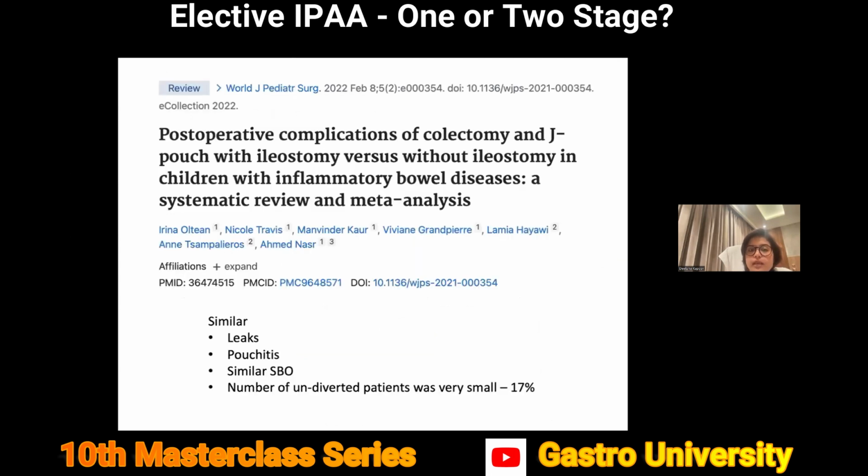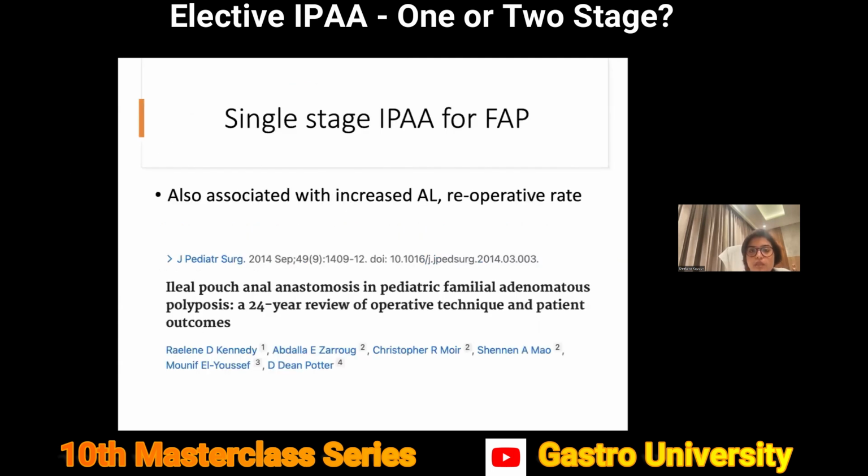Similar data was demonstrated in another meta-analysis which looked at data of only pediatric patients with a pouch with a stoma versus no stoma. They said that the rate of leaks, pouchitis, and small bowel obstruction were all similar. But the one fallacy in this was that the total cohort was 800 and the undiverted patients were very small, only 17%. Now, with ulcerative colitis, of course, we know that the bowel is diseased, but for a FAP patient, it's a polyposis bowel. It's not an inflamed bowel.